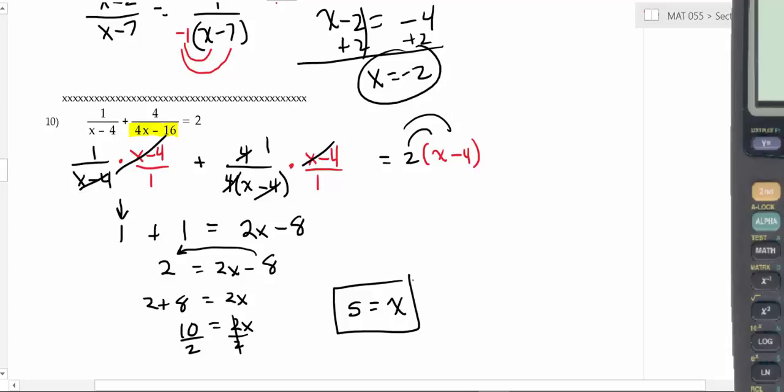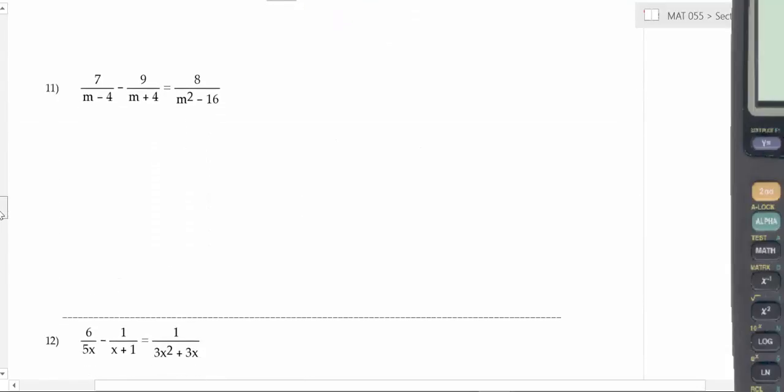For the rest of the problems I'm going to show you in this section, you're going to factor the denominator, figure out what to multiply by to get rid of all the fractions, and then solve from there. That's the idea. If you don't factor, you're not going to make any progress in the problem. So that's what you want to look for first. Okay, let's move on to the next one.